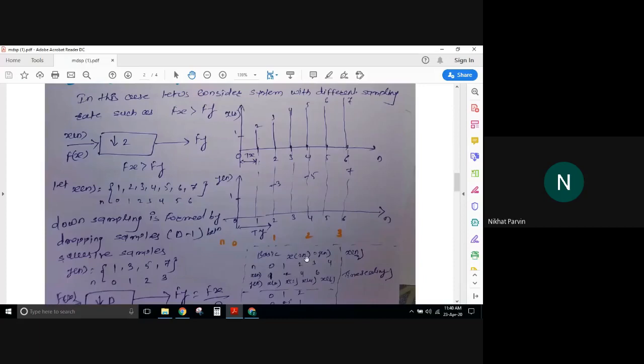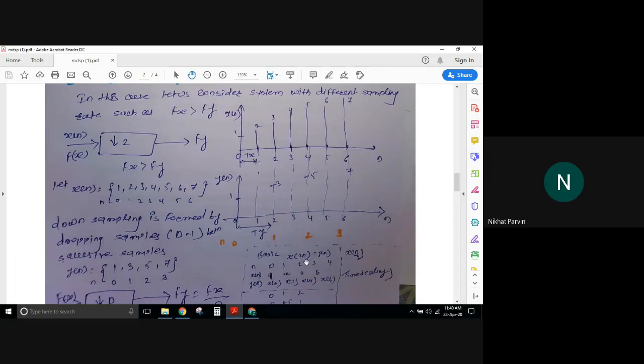As I am multiplying by a factor of 2 over here, the next y of n will become x of 2. Where is your x of 2? It is this. x of 0, x of 1, x of 2. At x of 2, what is the value? That only will come. That means x of 1 will get removed.